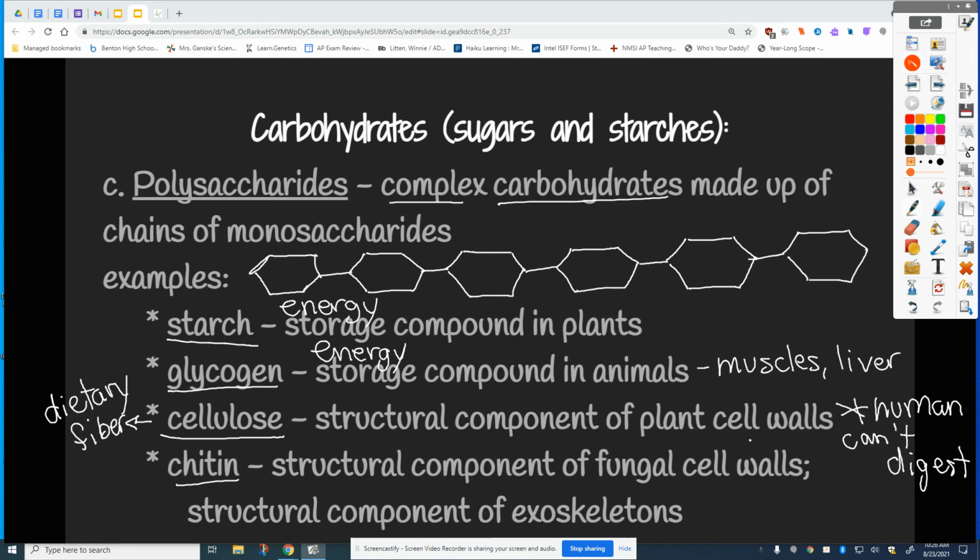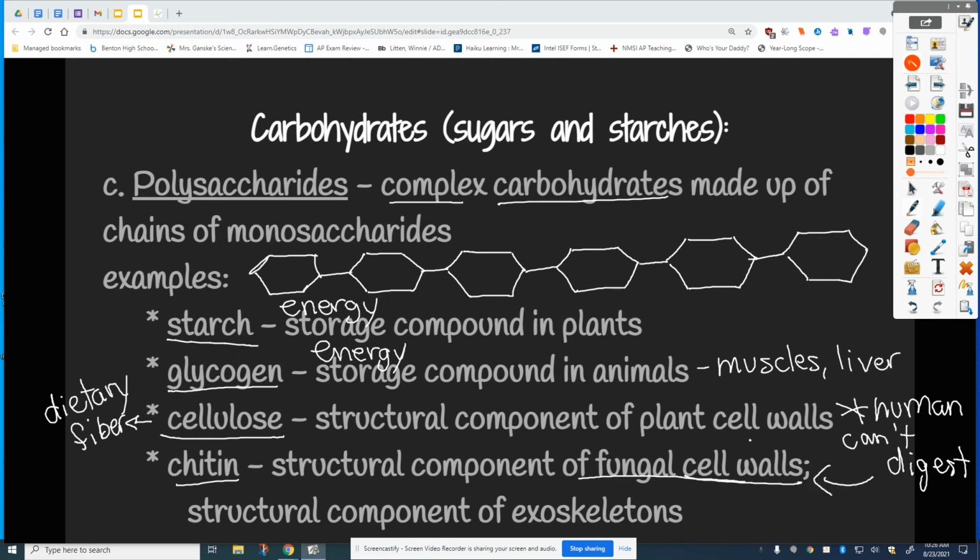So cellulose is structural in plants. Chitin is structural in cell walls of fungus. Name a fungus that we eat. Mushrooms. But guys, we can't digest the cell walls of mushrooms either. We can't digest chitin either.